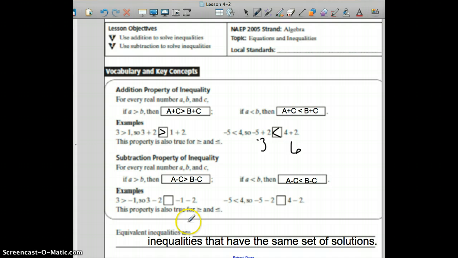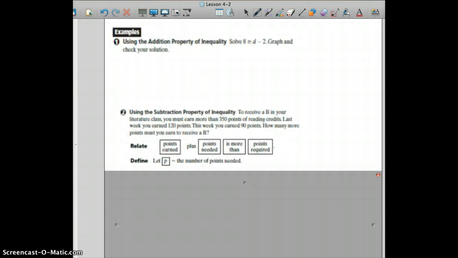Let's look at some examples for the subtraction property. We have 3 is greater than -1, so 3 minus 2 is still going to be greater than -1 minus 2. We end up getting 1 here, which is greater than -3. If we have -5 is less than 4, and we take away 2 from both sides, we're left with -7 here, which is still less than 2. Equivalent inequalities are inequalities that have the same solution sets. And we'll show you some examples of those. Let's look at the first example on the next page in your notes.